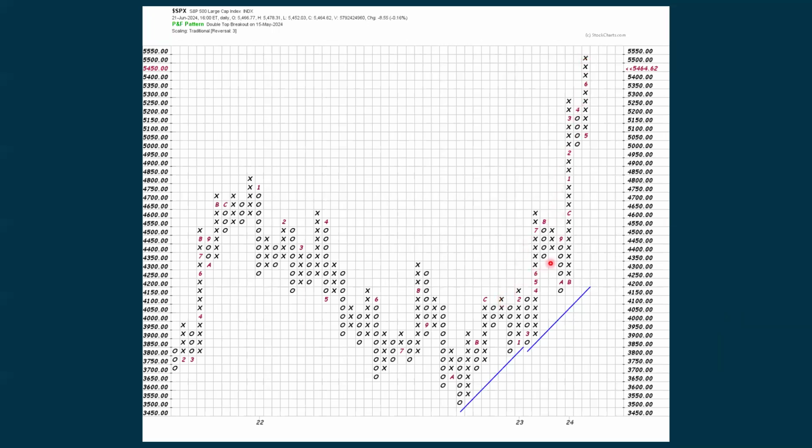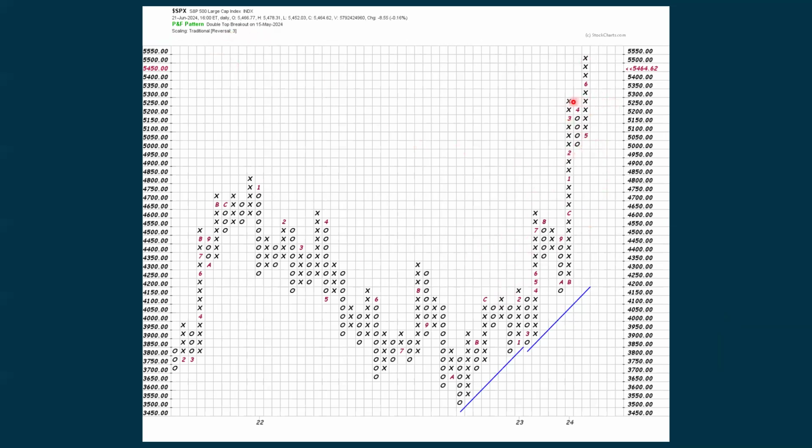When we look at all of this, this is how much does an index or a stock or a sector have to move if it's going to the upside, and it doesn't take time into account, just price. And when we're really moving to the upside, then we see a lot of X's. When we're really going to the downside, we see a lot of O's. And this also generates some signals. And we had a signal that was triggered back on May 15th, a double top breakout.